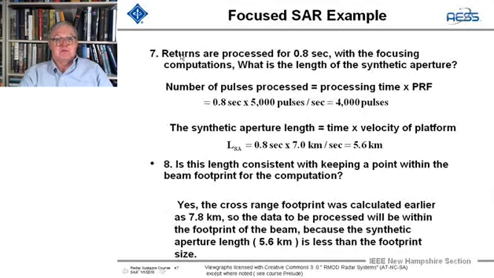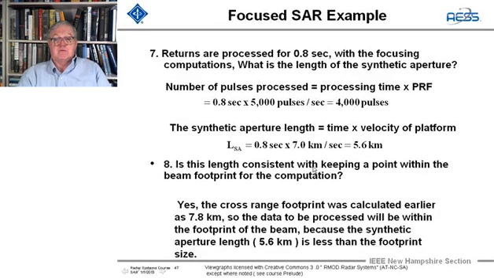Now, say the returns are processed for 0.8 seconds. The satellite moves for 0.8 seconds. With focusing computations, what's the length of the synthetic aperture? Well, the number of pulses processed is just the processing time times the PRF, and we're going to be processing 4,000 pulses in that 0.8 seconds. The synthetic aperture length is just that 0.8 seconds times the velocity, so the synthetic aperture length is going to be 5.6 kilometers.